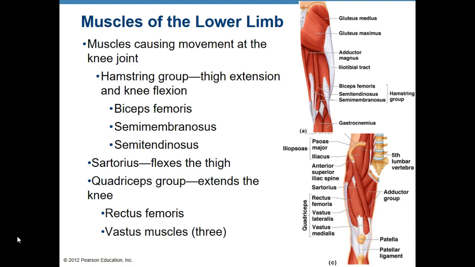So there's three smaller ones. You don't need to know the three smaller ones. You just need to know the group in general. The sartorius is going to flex at the thigh, so bend at the thigh, and the quadricep is going to extend. So note that here is where the hamstring group is. It's going to be on the back, and then the quadriceps are going to be on the front.